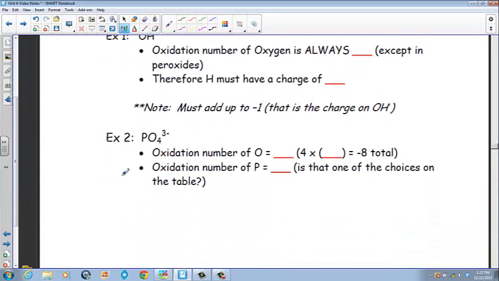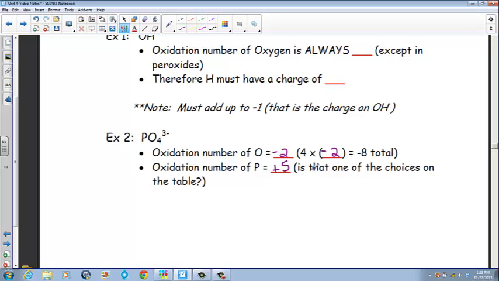Another example, the phosphate ion has an overall charge of -3. So the oxidation number of oxygen is -2. There are 4 of those, times -2 is -8 total on the oxygen. Then phosphorus has an oxidation number of +5.